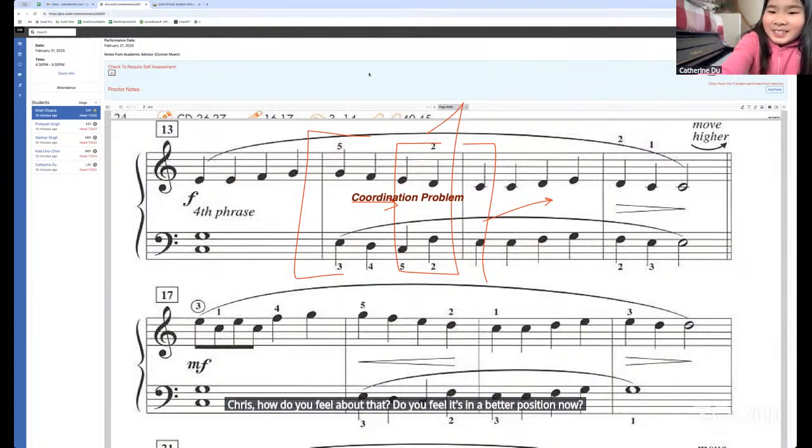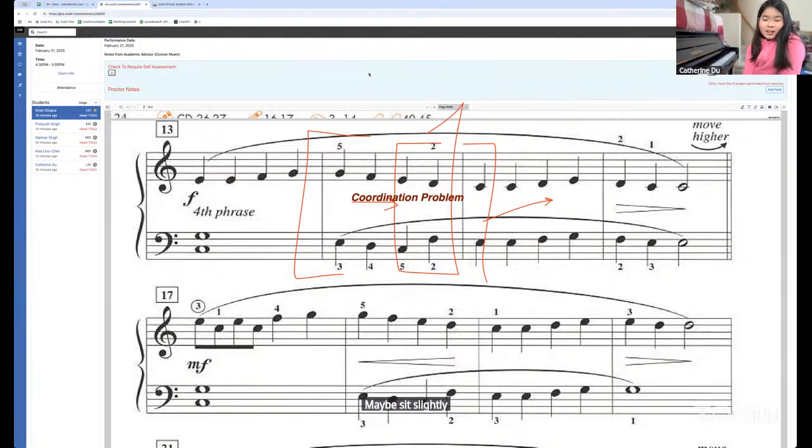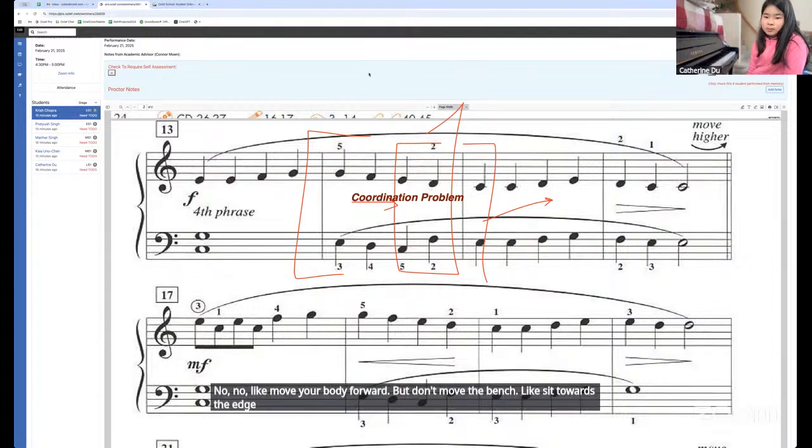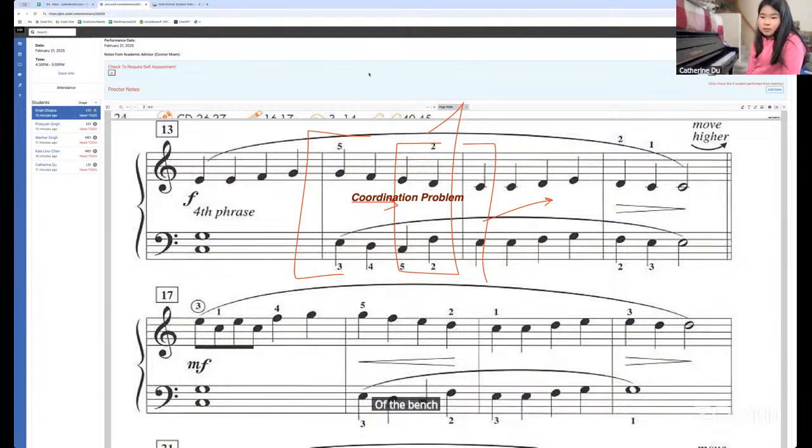Yeah. Maybe sit slightly forward on your chair as well. Like to leave the bench where it is. Don't move the, no, opposite of what you just did. Leave the bench where it is and just you sit slightly forward on the bench. No, like move your body forward, but don't move the bench. Like sit towards the edge of the bench. Yeah. Okay, there we go. I think that's a little bit better. So now you should be able to reach the keys.